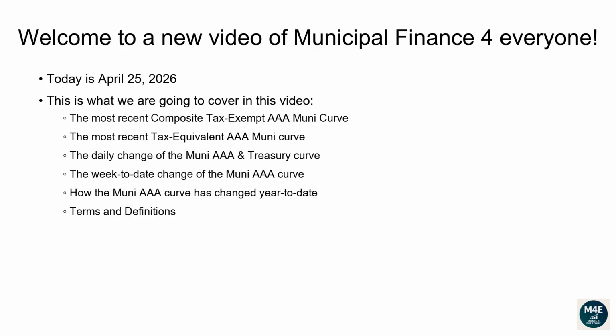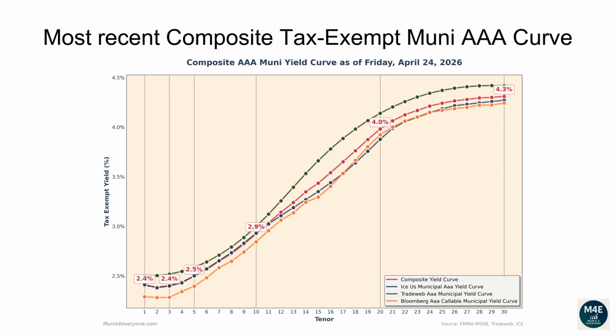Terms and definitions. Let's go over the most recent composite tax-exempt Muni AAA curve. The following composite tax-exempt yield curve is based off the most recent ICE, TradeWeb, Bloomberg yield curves that are available on the MSRB website, plus some proprietary extra adjustments, as of April 24, 2026.